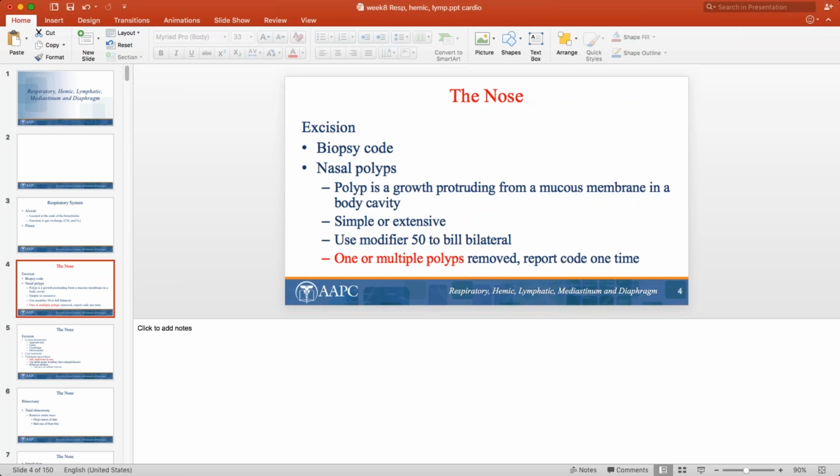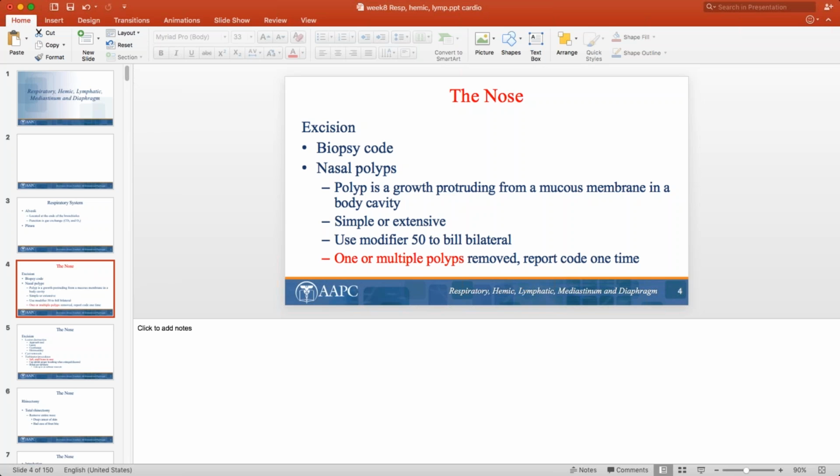One more thing, right underneath it in parentheses, it says to report a bilateral procedure you're going to use modifier 50. That means if you remove the polyps from both sides, you're going to add modifier 50. Yes, Sheree, it is fair to say that. If it is a simple excision, it's going to be done in the office. Extensive is usually done in the facility.